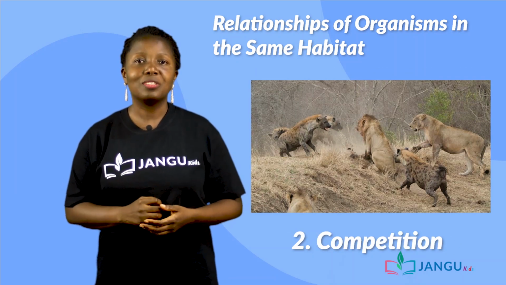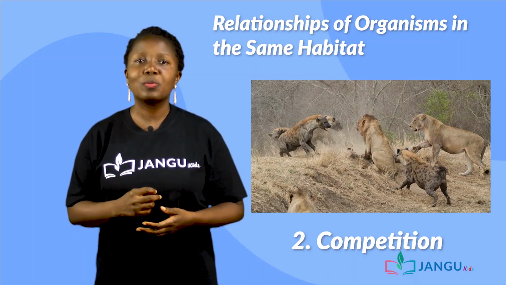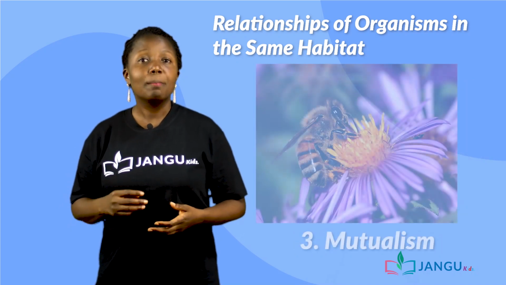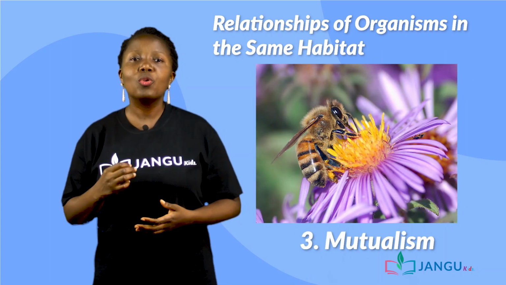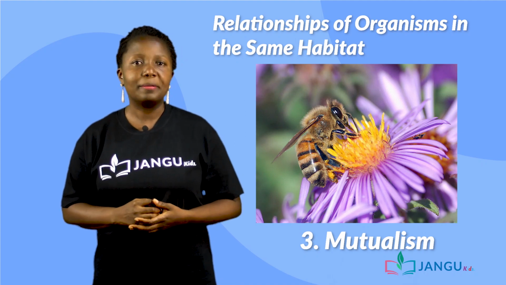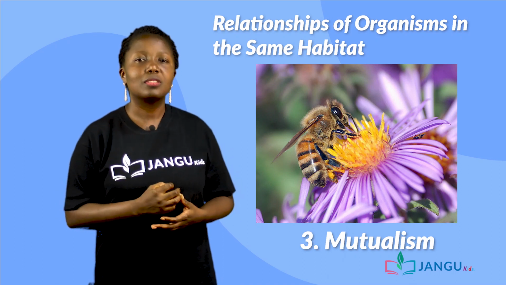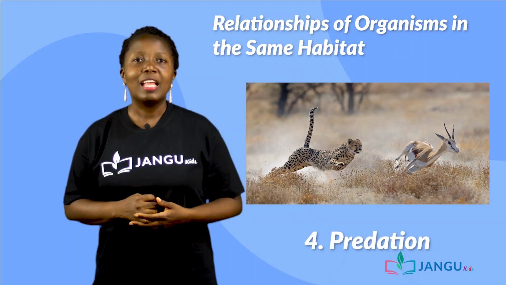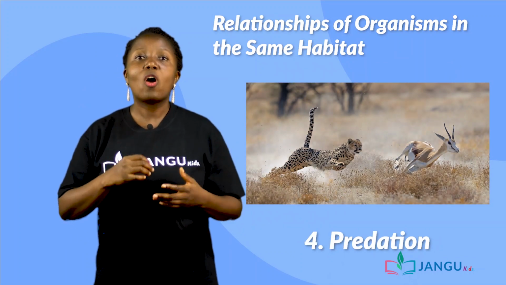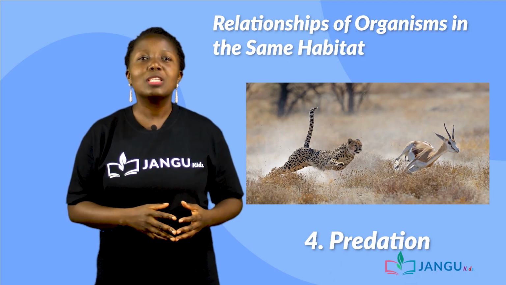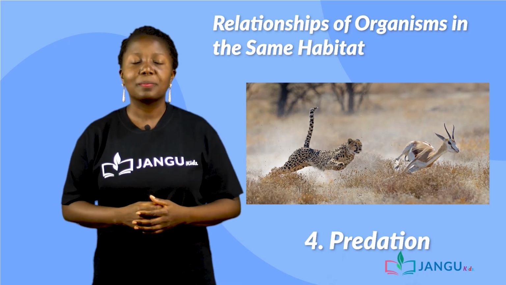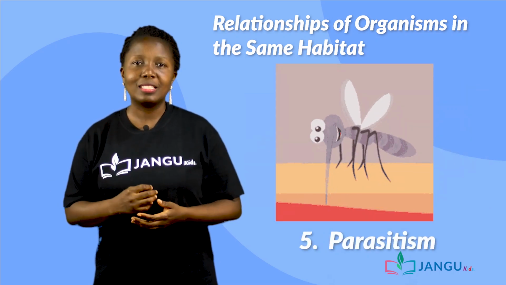2. Competition. This relationship is when 2 species are competing for the same resources. 3. Mutualism. This is when 2 organisms live together in harmony. It is a beneficial relationship and it helps them both survive. 4. Predation. This is a relationship where an organism called the predator uses another organism known as a prey as a food source. 5. Parasitism.